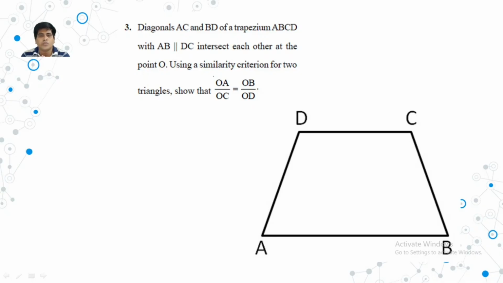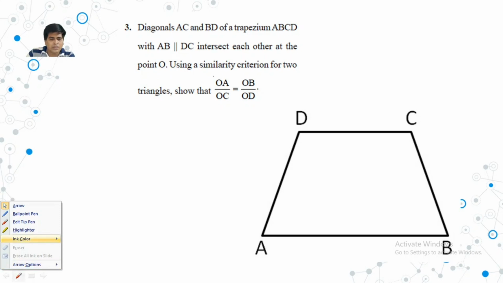Discussing question number 3. Diagonals AC and BD of a trapezium ABCD, with AB parallel to DC, intersect each other at point O. Using the similarity criterion for two triangles, show that OA by OC is equal to OB by OD. First of all, we have to observe two or three things here.